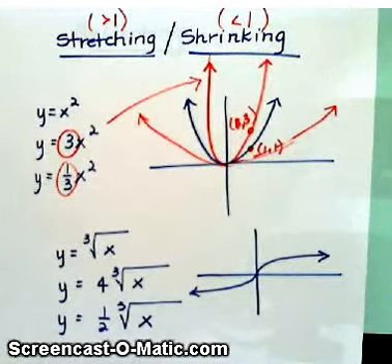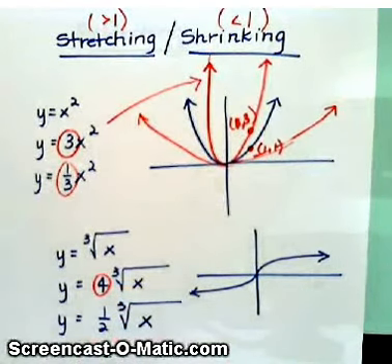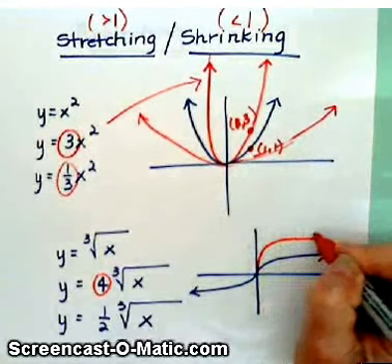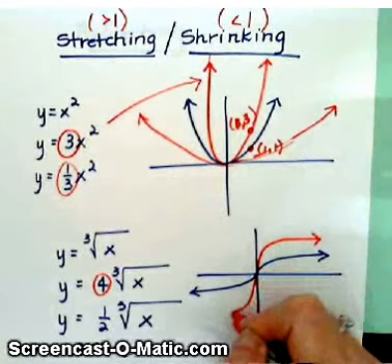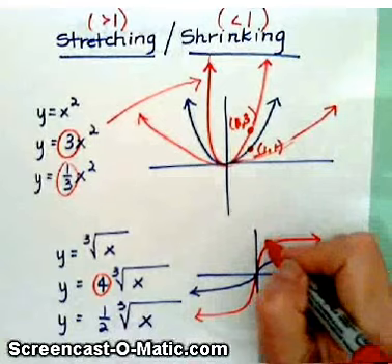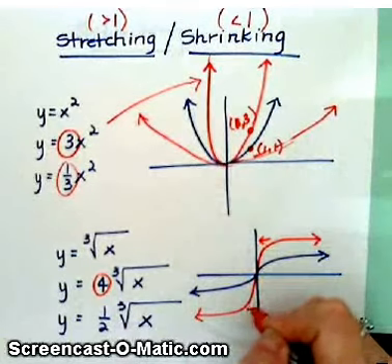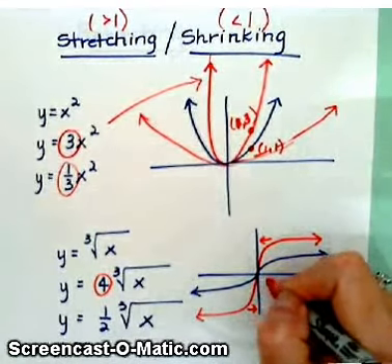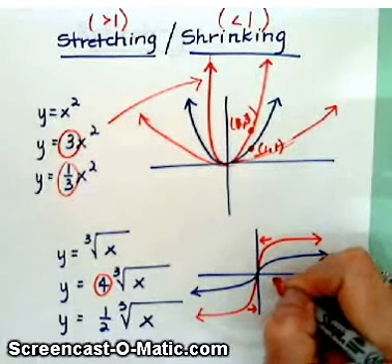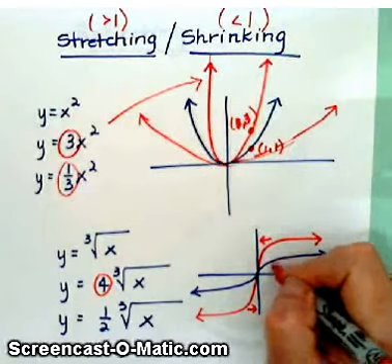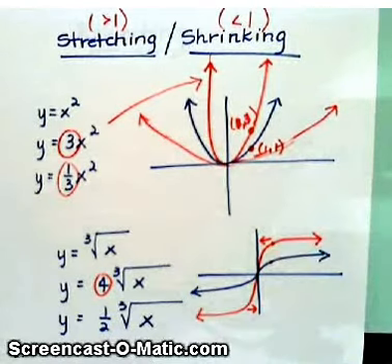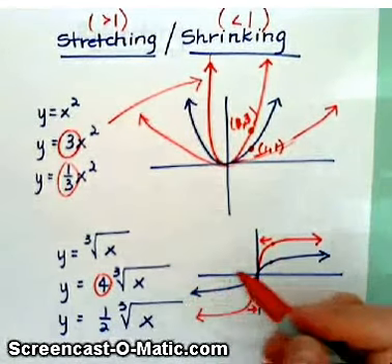Now, if we're going to stretch him, we're going to make him 4 times as tall. What's going to happen is he's going to pull in kind of like this towards the y-axis. He's going to get taller. This point that was 1, 1 is now going to be 1, 4. So this was 1, 1. Now he's 1, 4. So he's going to get taller. That is this one.